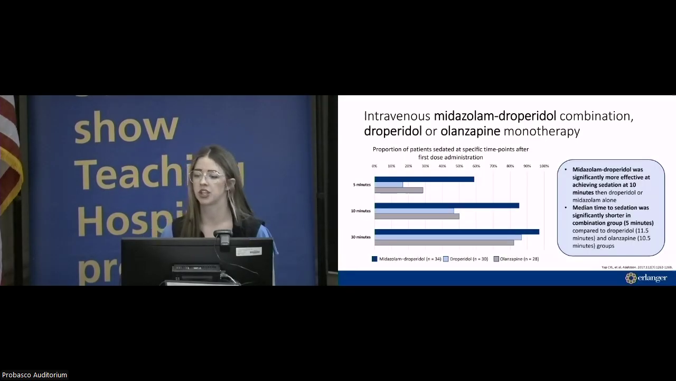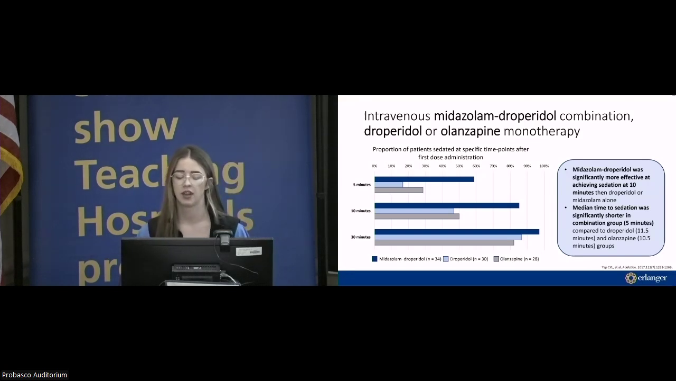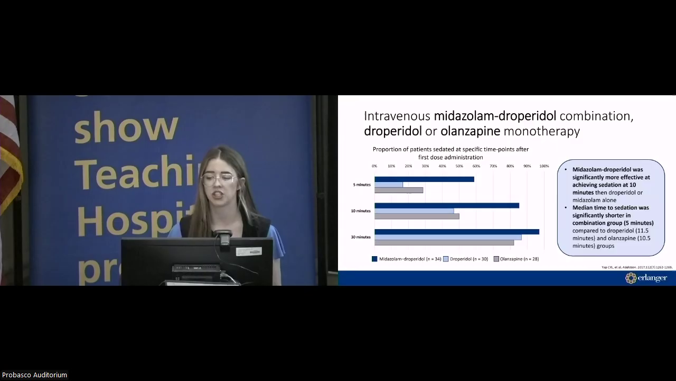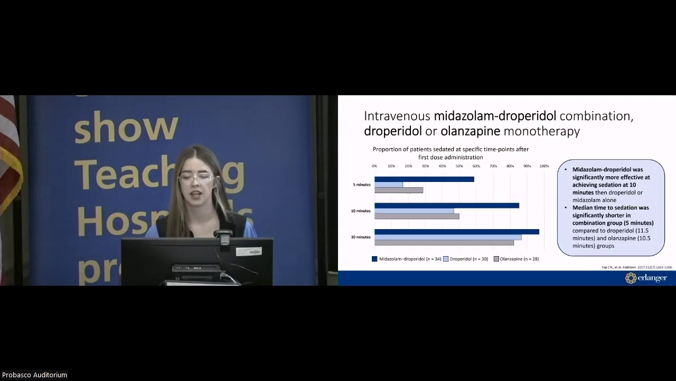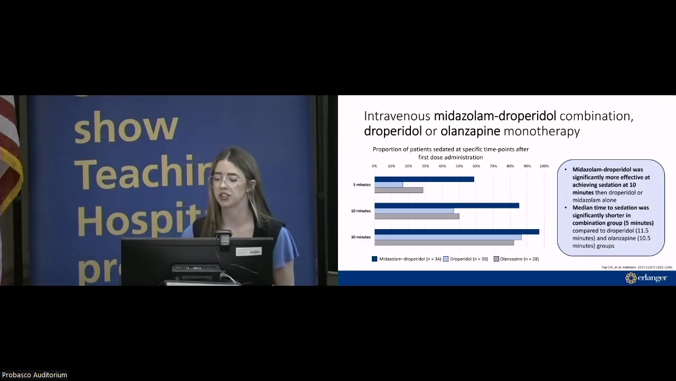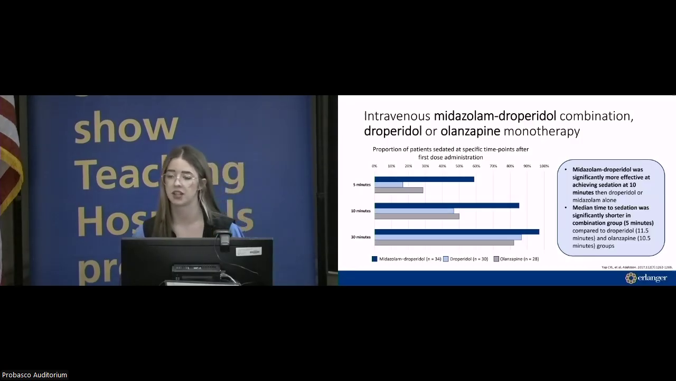This figure shows the proportion of patients who were adequately sedated at 5 minutes at the top set of bars, 10 minutes, and then 30 minutes after the first dose was administered. The midazolam droperidol combination, which is shown in the darker bars, achieved higher rates of adequate sedation at each time point, particularly at 10 minutes, which is the middle set of bars, which was the primary endpoint. The combination regimen also demonstrated a shorter median time to sedation, which was approximately 5 minutes, compared with 10 to 11 minutes in the droperidol and olanzapine monotherapy groups.